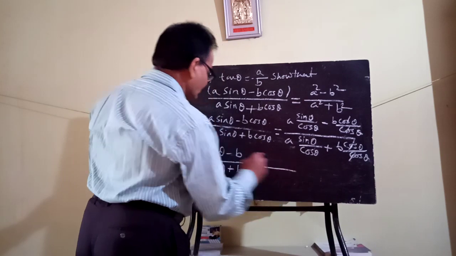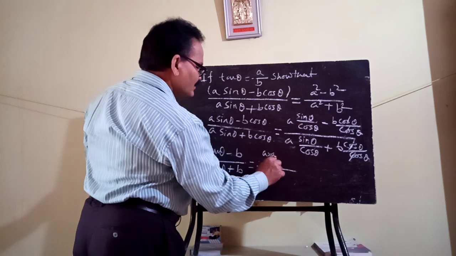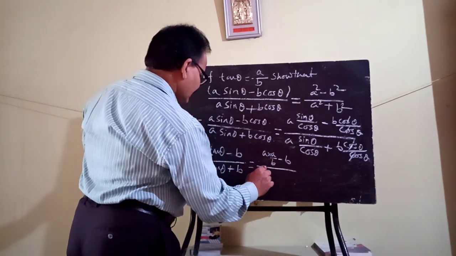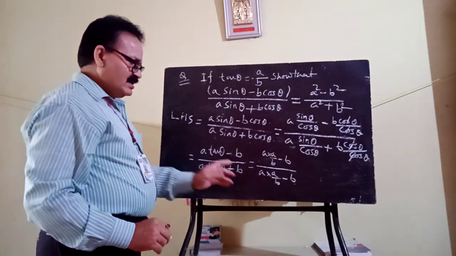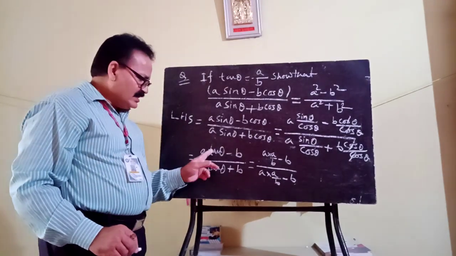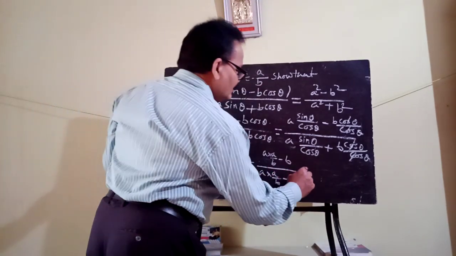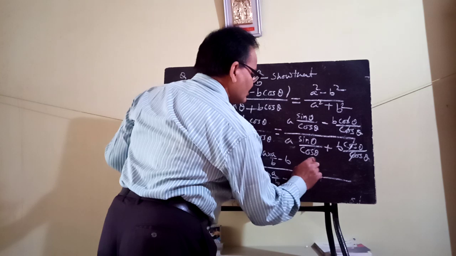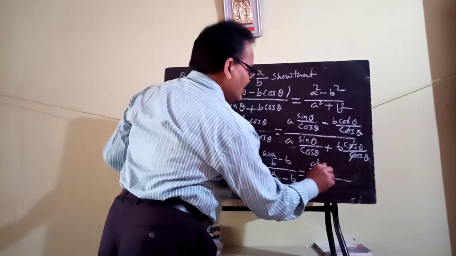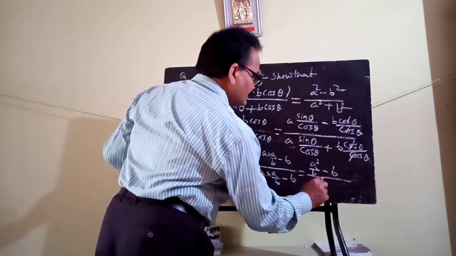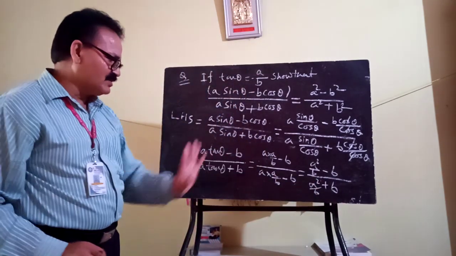Now you put the value of tan theta as your A by B. So A into A by B minus B. Similarly, A into A by B plus B. What you have done? You have substituted the value of tan theta as your A by B. Then what you have got? I have got A square by B minus B. Again this is your A square by B plus B. So this much you have got.